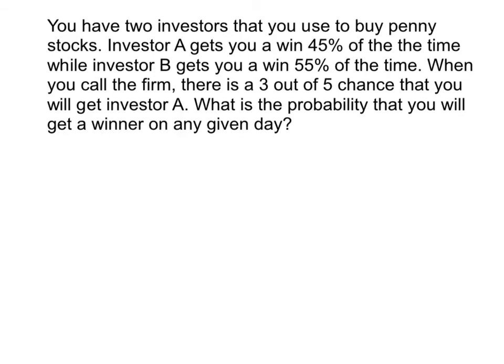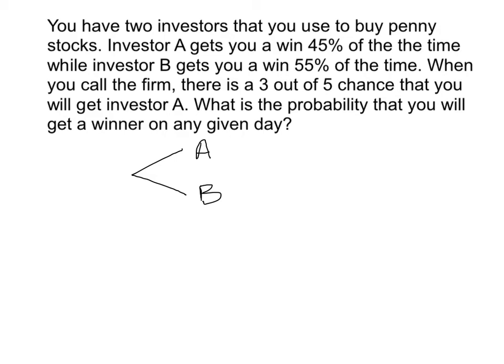So this one's a little bit complicated, and it helps to draw a tree diagram for this one. First off, you want to think, well, who am I going to get when I call? Regardless of the winning percentages, you're not going to be able to think about that until you know who you get, A or B. So it says there's a 3 out of 5 chance that you will get Investor A, which means there's a 2 out of 5 chance that you'll get Investor B.